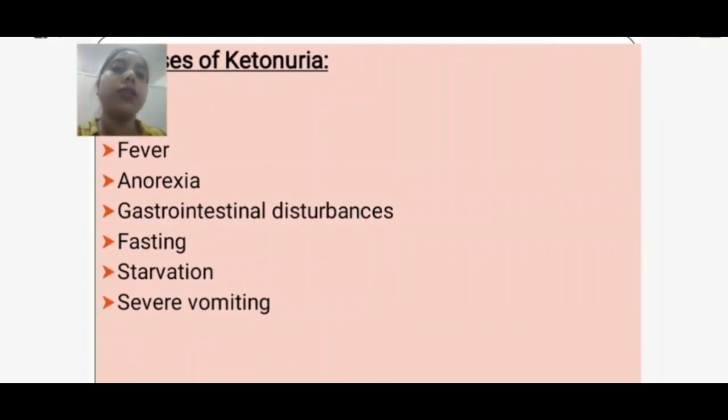So there are causes for ketonuria. Basically, what is ketonuria? Ketonuria means that there is excretion of ketone bodies in the urine. The causes of ketonuria are, for example, fever, anorexia, gastrointestinal disturbances, fasting, starvation, and severe vomiting.